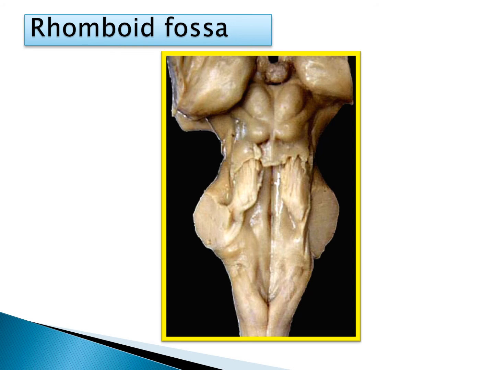So this is the rhomboid fossa we have learned already. If you have seen our video containing the medulla oblongata and pons, you should have understood. I have already covered this dorsal surface of the open part of the medulla, and this is the dorsal surface of the pons. So this is called rhomboid fossa because it is rhomboid in shape.